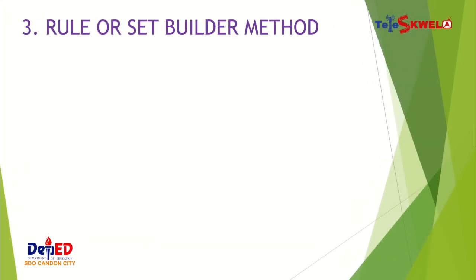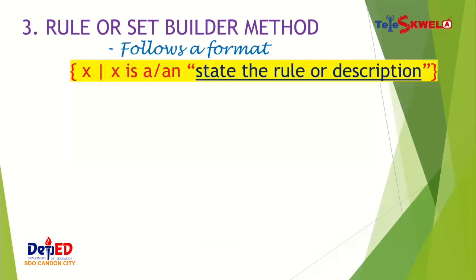And the third way to describe a set is the rule or the set builder method. This method is similar to the descriptive method, but it follows a certain format, which is read as the set that contains the element x, such that x is a or an, followed by the rule or the description of the set, and that symbol is read as such that.